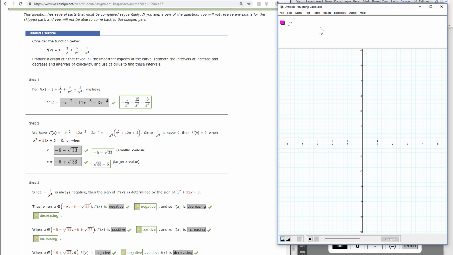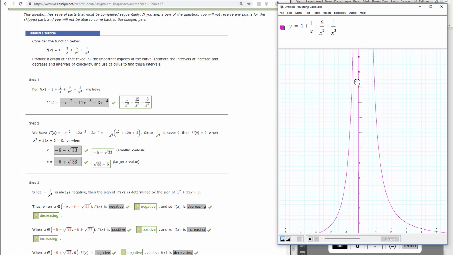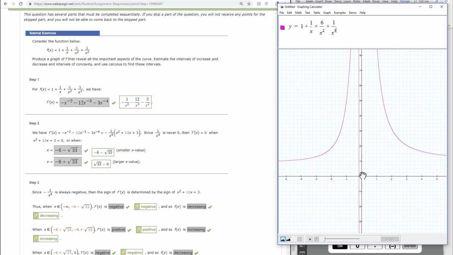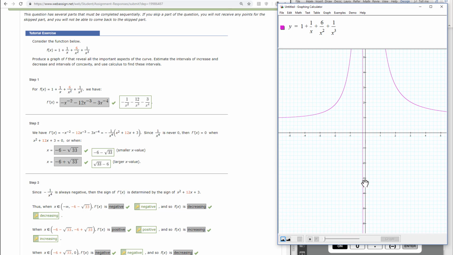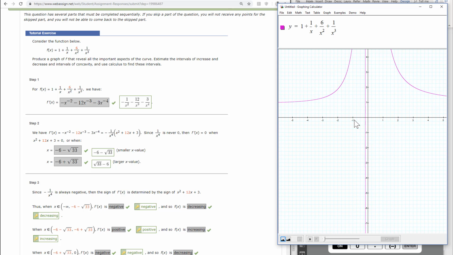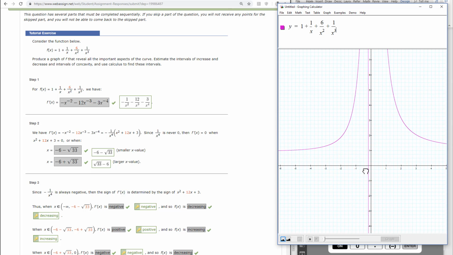Again, this function was 1 plus 1 over x plus 6 over x squared plus 1 over x cubed. And it's pretty much the same picture that we saw. We have a vertical asymptote at 0, so that wouldn't qualify as an inflection point because it's undefined there, or as a maximum or a minimum point.